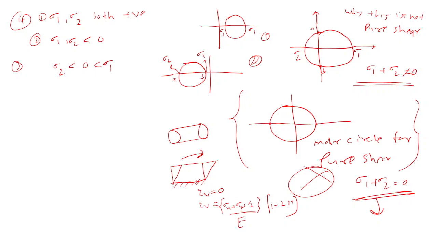How did it come, do you know or not? It would be better if you could elaborate it a little bit. Let's suppose this is the cube with sigma x, sigma y and sigma z. What would epsilon x be? Sigma x by E minus mu times sigma y by E minus mu times sigma z by E. Same way epsilon y we can write, same way epsilon z we can write, and then add them. Then it will come.